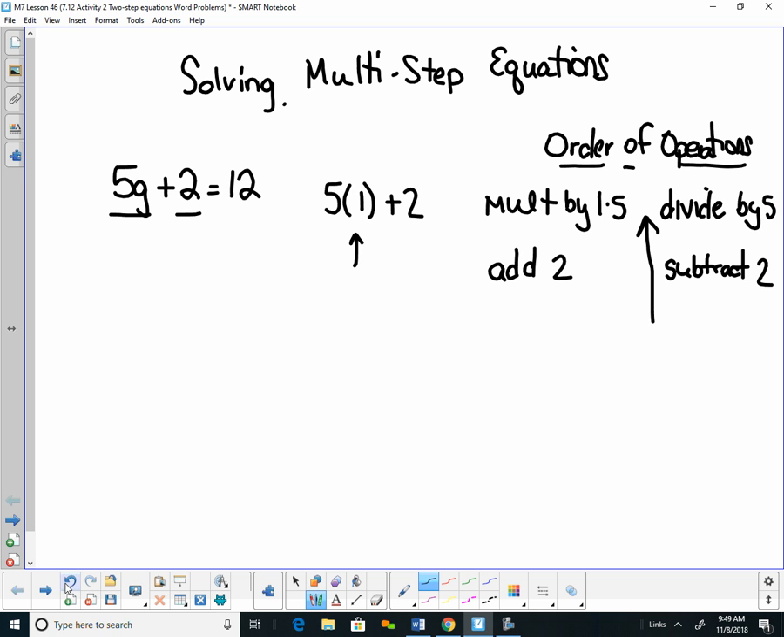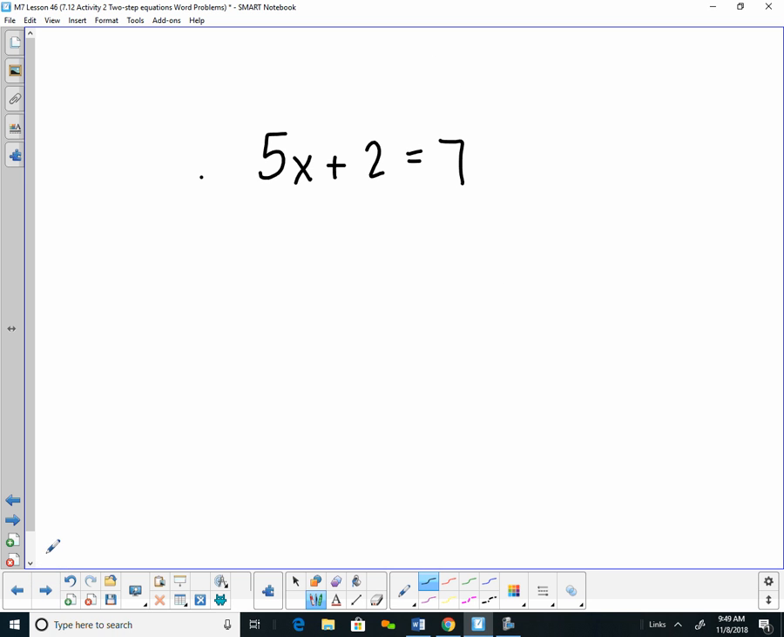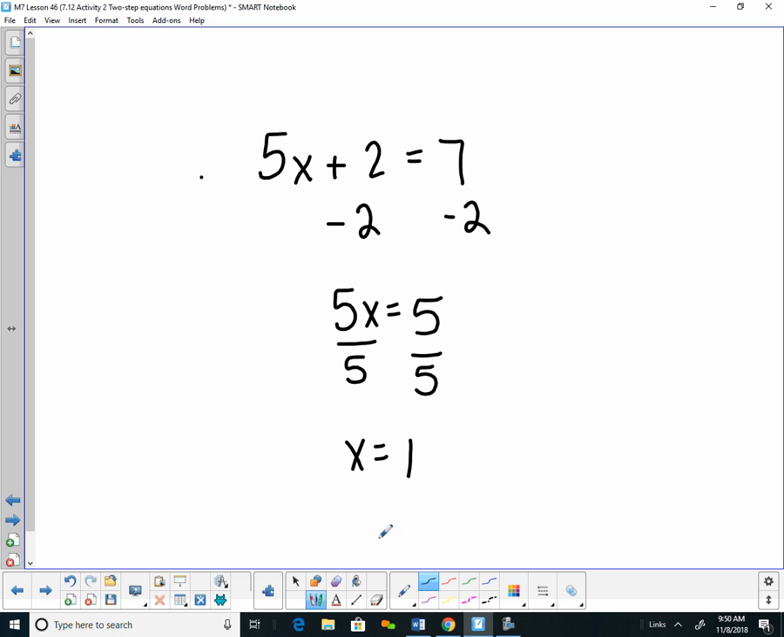Okay, so let's look at a few examples here. Okay, here's the first one. 5x plus 2 equals 7. Now, the least attached was my plus 2, so I want to subtract 2 from both sides. So at this point, I'm going to have left 5x equals 5. I would divide by 5, and I would get x equals 1.